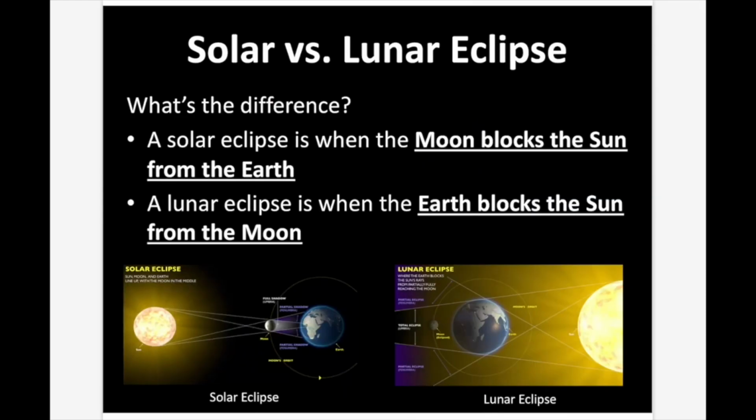Well, a solar eclipse is when the moon blocks the sun from the Earth. So that's going to be seen in this bottom left-hand picture here. So you can see the moon is getting in between the Earth and the sun. And as a result, the light from the sun can't reach the Earth.